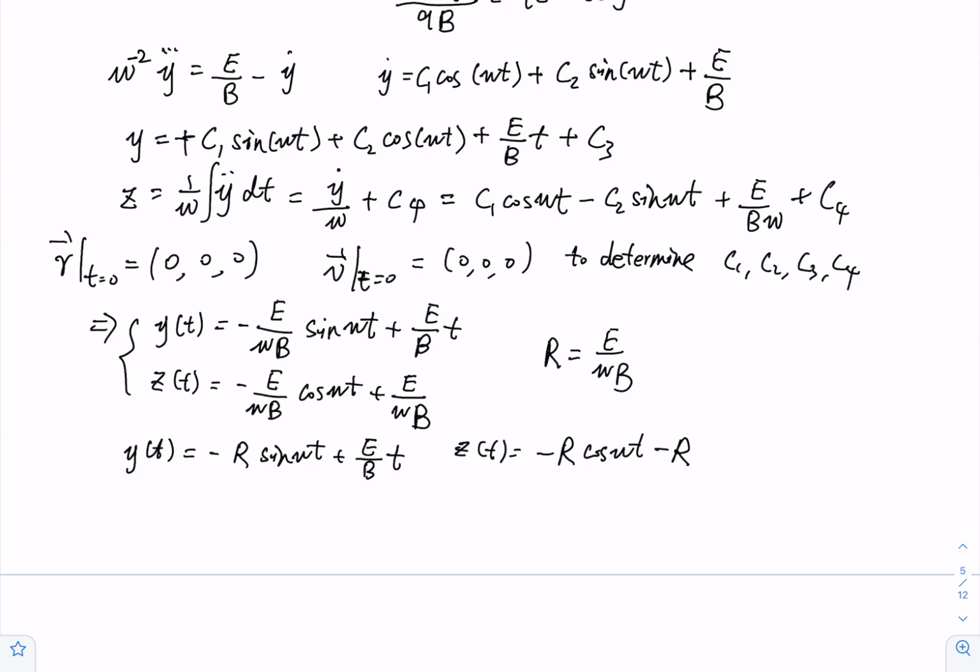And now you can see that this E over B t can also be written as R omega t. Now you can see that somehow this term and this term we can combine into a motion. Combine this into a circular motion by rearranging these terms to one side.